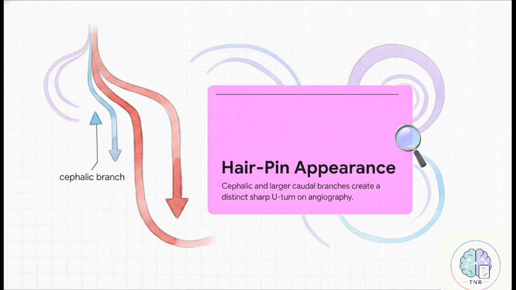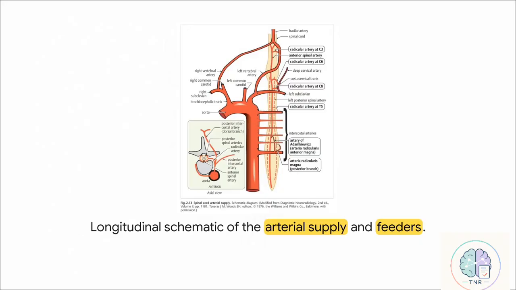When the artery of Adamkiewicz meets the anterior spinal artery, it doesn't just cleanly merge, it actually splits. It gives off this tiny cephalic branch pointing upwards, and then a much larger caudal branch that dives intensely downwards. That sharp downward turn creates a highly characteristic, almost elegant hairpin appearance. It's a dead giveaway. Tracing these longitudinal pathways really builds a complete picture of everything we've just talked about.